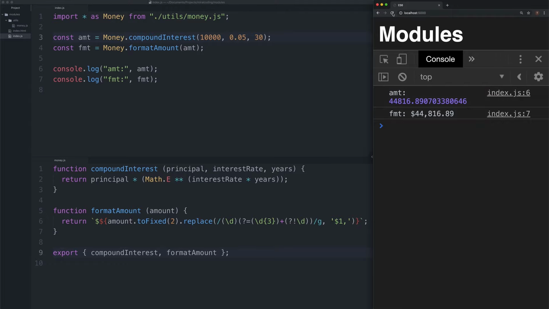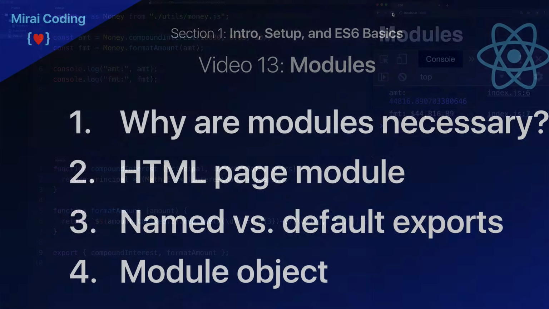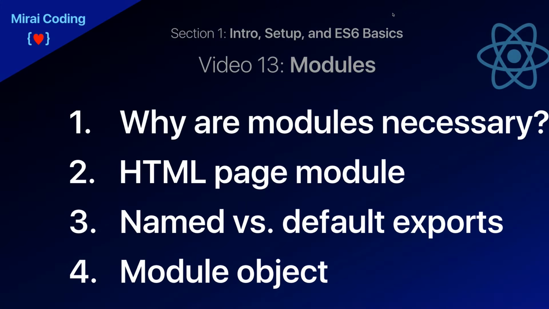To summarize, we explained why JavaScript modules, also called ES modules, are necessary. We showed you an example of applying a module to an HTML page. We explained the difference between named exports and default exports. We showed you how to use a module object to effectively create a namespace when importing code.